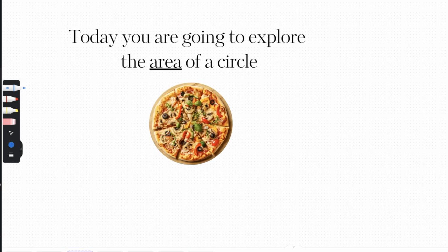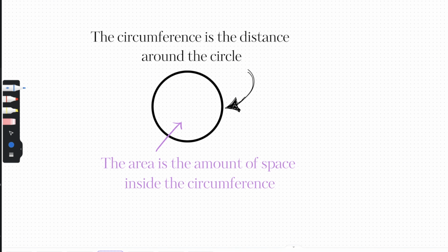But today we're going to focus on how the area of a circle is determined. So first of all, let's focus on what that means, the area of a circle. The circumference of the circle is the distance around the circle, where the area is the amount of space inside the circumference. So I'm going to underline the words amount of space.